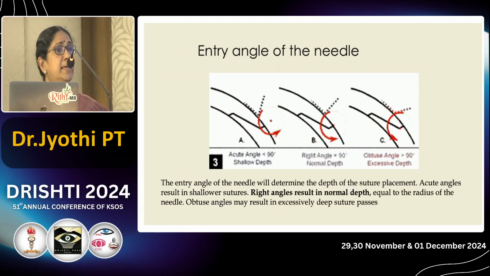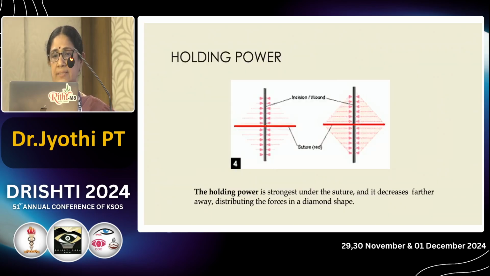Similarly, the entry angle of the needle should be perpendicular to the wound. Right angles result in normal depth, whereas if it is an acute angle, it results in shallow depth, and if it is an obtuse angle, it can result in excessively deep suture passes.